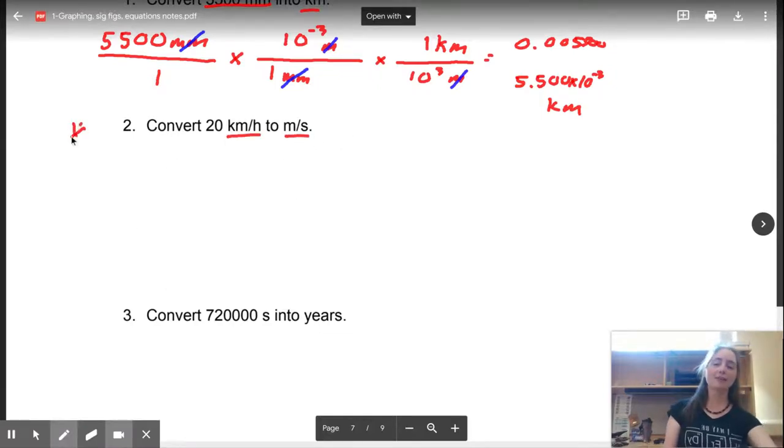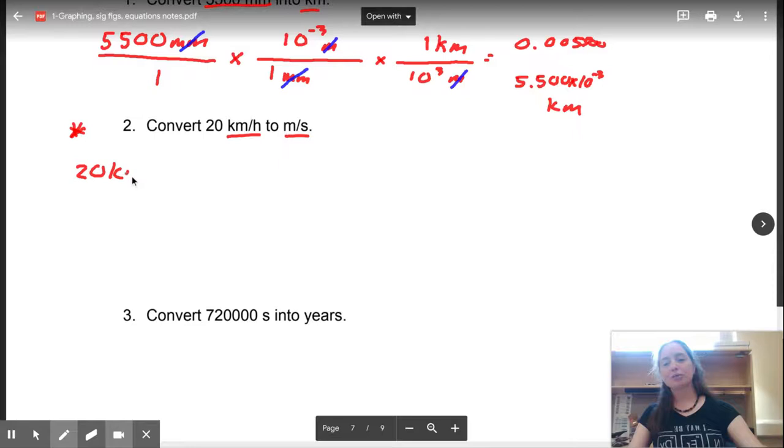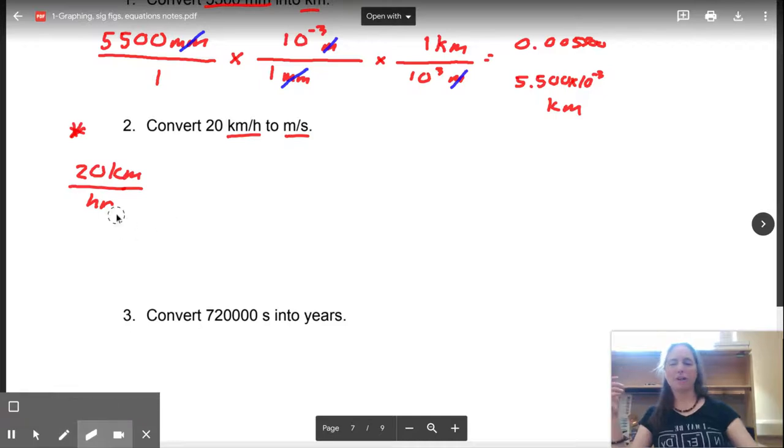Okay. So convert 20 kilometers an hour to meters per second. Now this one, we're doing an absolute ton of this. I will be getting you guys to convert kilometers an hour to meters per second and meters per second to kilometers an hour all the time. Okay. So same idea. We've got 20 kilometers per hour. Now, sometimes I write an R after my hours. I'll just write an H to be consistent with the question.